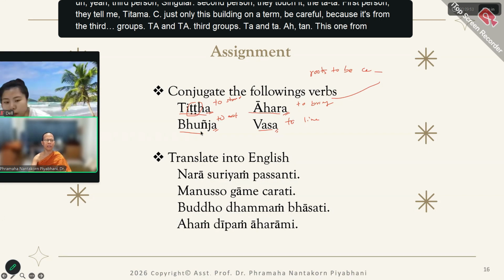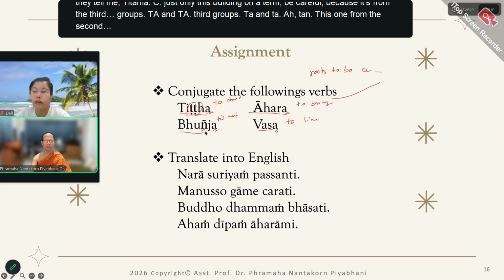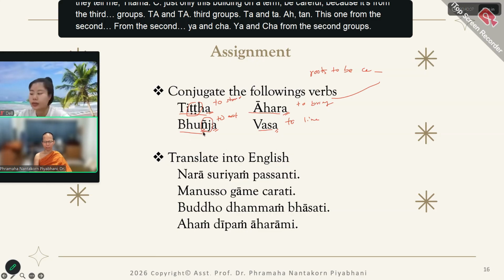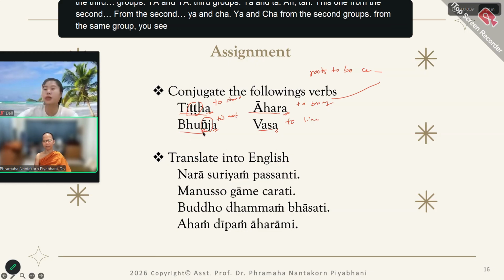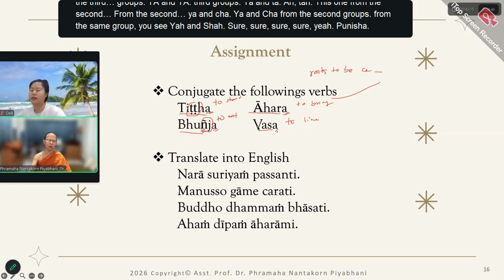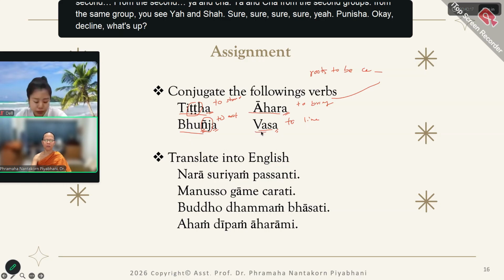This one is from the second group. Ja, sha, shachaya, you see, ya and cha from the same group. Punsha. Okay, now conjugate the root vasa to be the complete verb.